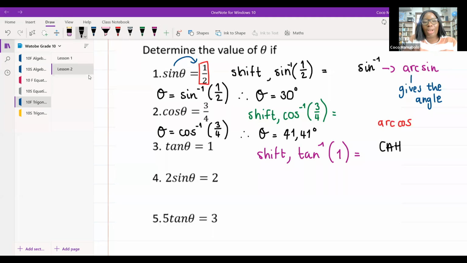So when I write it down in my book, I need to go theta is equal to arc tan. I can actually write arc tan, but I won't do that. I'm going to write it the way my calculator does. Theta is equal to arc tan of 1. And when I get my answer, therefore, theta is equal to 45 degrees.